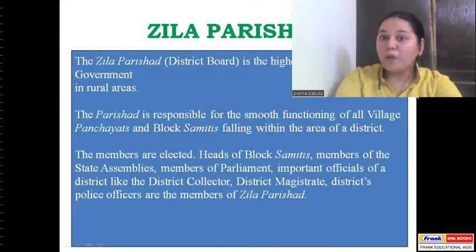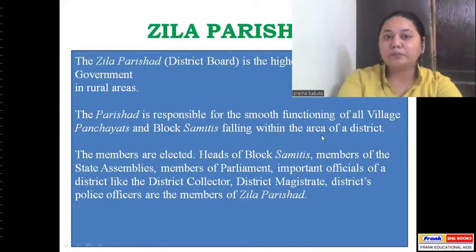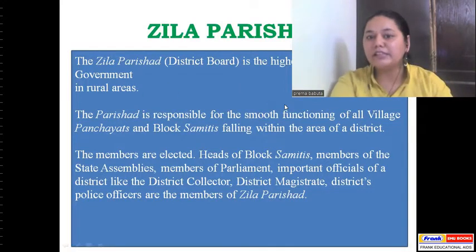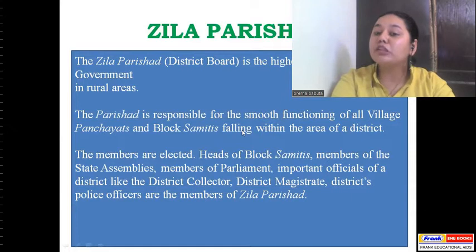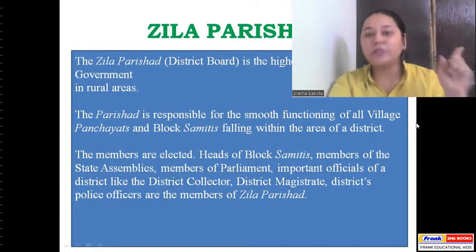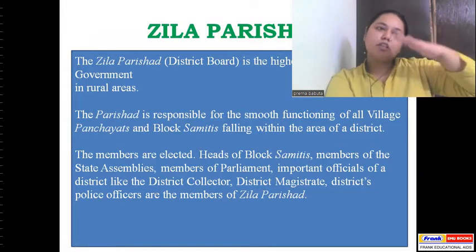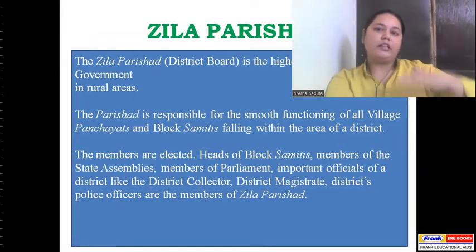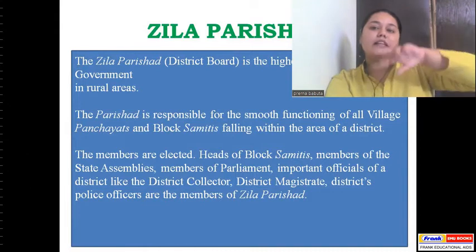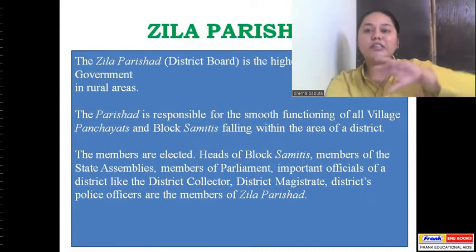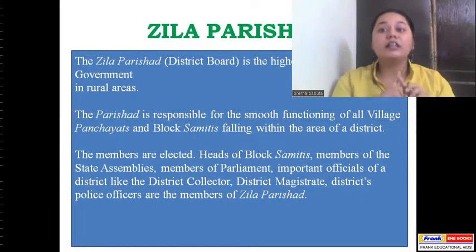Now we come to the top level, which is the zilla parishad, the triangle, the pyramid that we saw. So zilla parishad, it is at the district level. It is the highest level of local self-government in rural areas. The parishad is responsible for smooth functioning of all village panchayats and block samiti. So topmost is zilla parishad, then you have block samiti, then you have gram panchayat. So zilla parishad has to see that all the block level villages, all the rural level villages, are taken care of in the entire district.